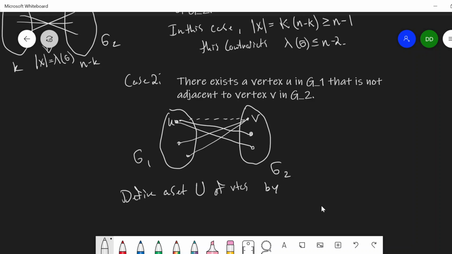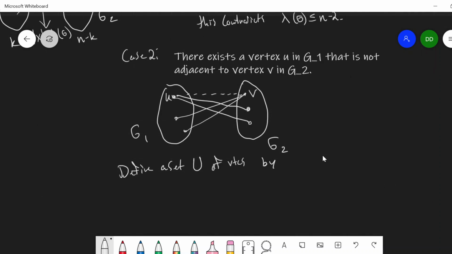How are we going to define these? Well, we're going to use these two vertices U and V. So let E be in this edge cut. Remember, this edge cut is all these edges between G1 and G2. So suppose I have an edge in my edge cut. I'm going to select one of its incident vertices to put into U.